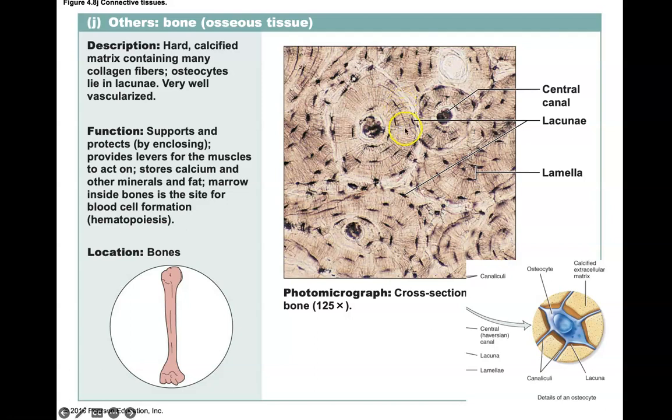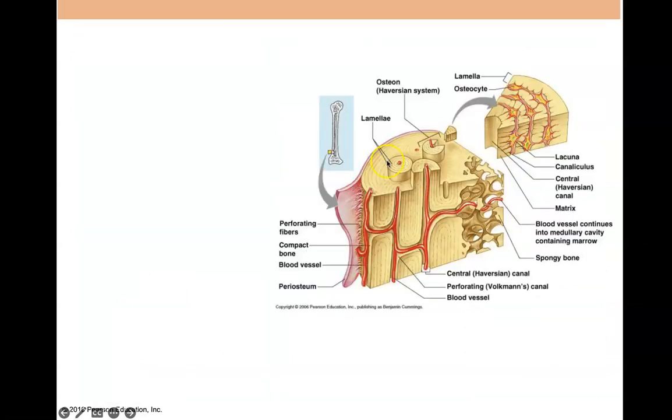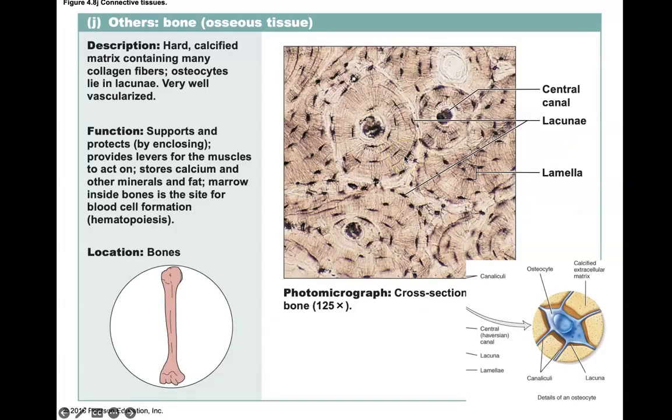So here is one of these annual rings right here, and here's one of these annual rings. Those annual rings, just for lab purposes, are what we call lamella. You can see these rings here as well. Think of lamella like your tree rings, and that's exactly what they look like.